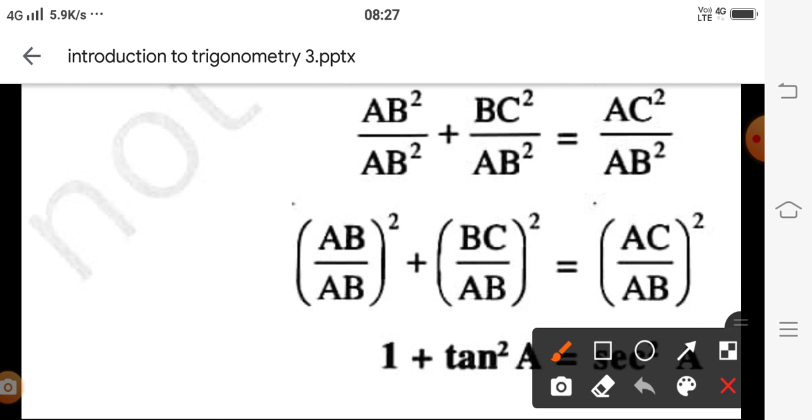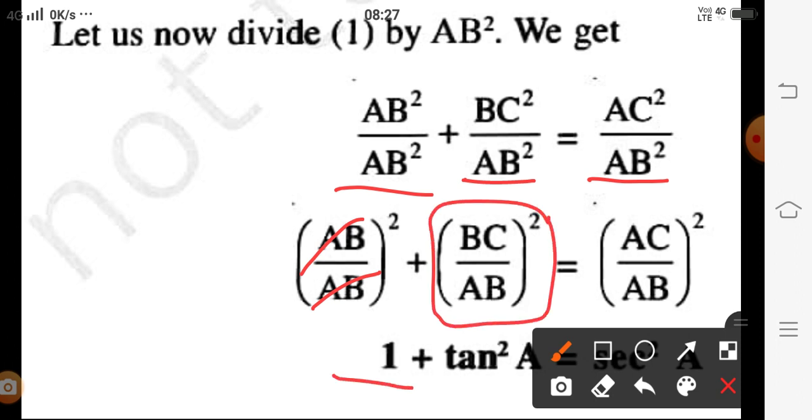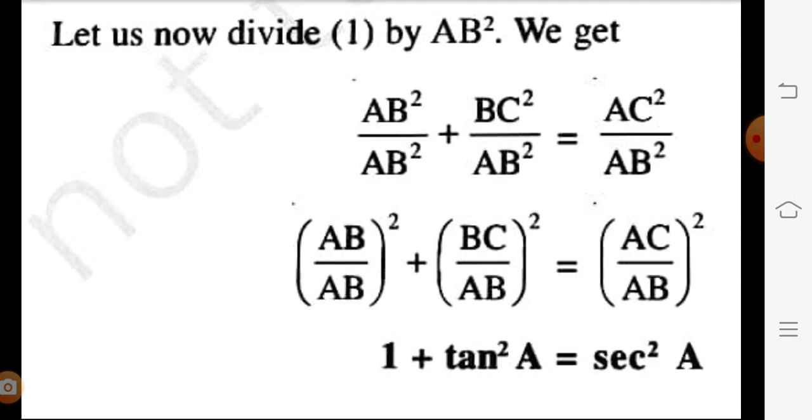Similarly, if you are dividing the same equation by AB square, then what are we getting? AB square upon AB square, BC square upon AB square and AC square upon AB square. Then here AB gets cancelled out, means we are getting 1. BC upon AB, if you are considering in the right triangle, is perpendicular upon base, so this value is equal to tan A. Similarly, AC upon AB is hypotenuse upon base, it means that this is the value of sec A. Then we are getting 1 plus tan square A is equal to sec square A.